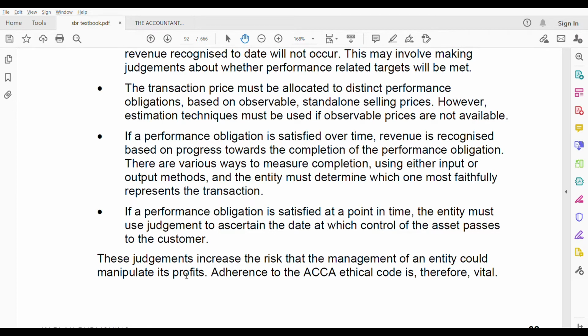So this is very important even for your AAA, because of so many judgments. Even this can come as an ethical question also, revenue recognition. So make sure that when you are studying IFRS 15, you study from various perspectives: ethical perspective, accounting perspective, auditing perspective. So this question has a very huge chance of appearing for your September exam.